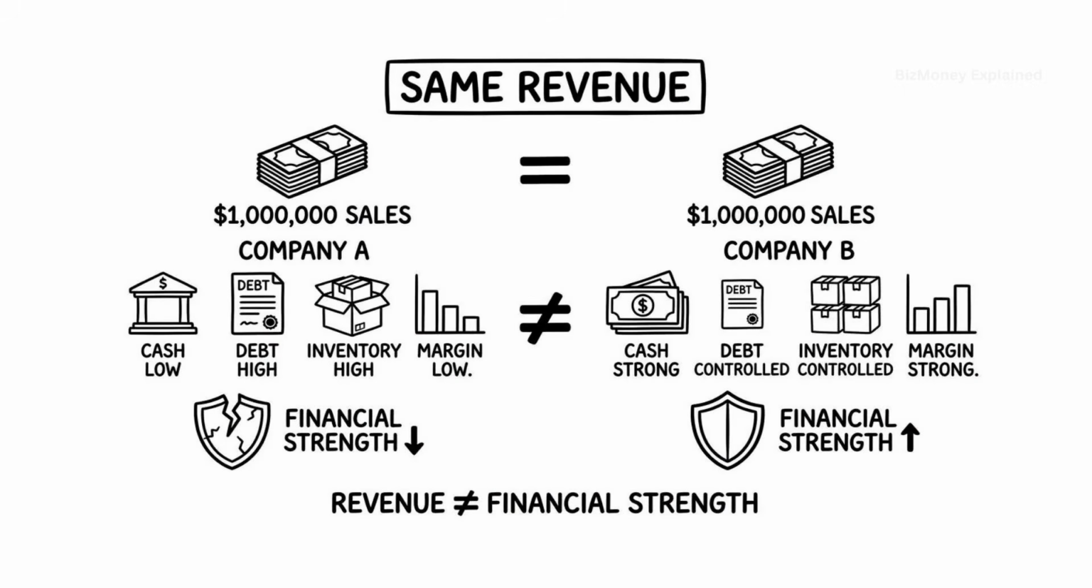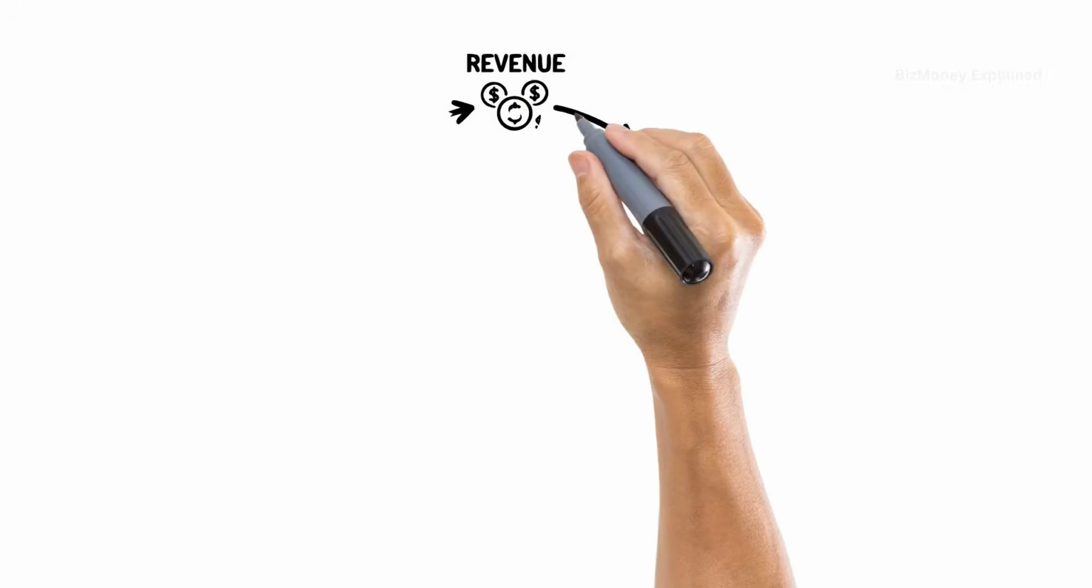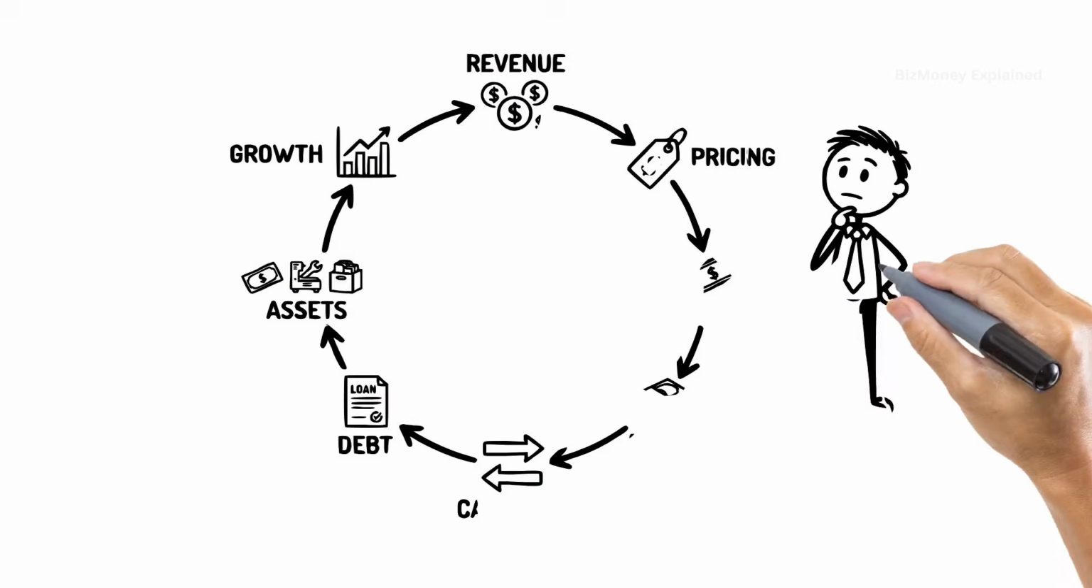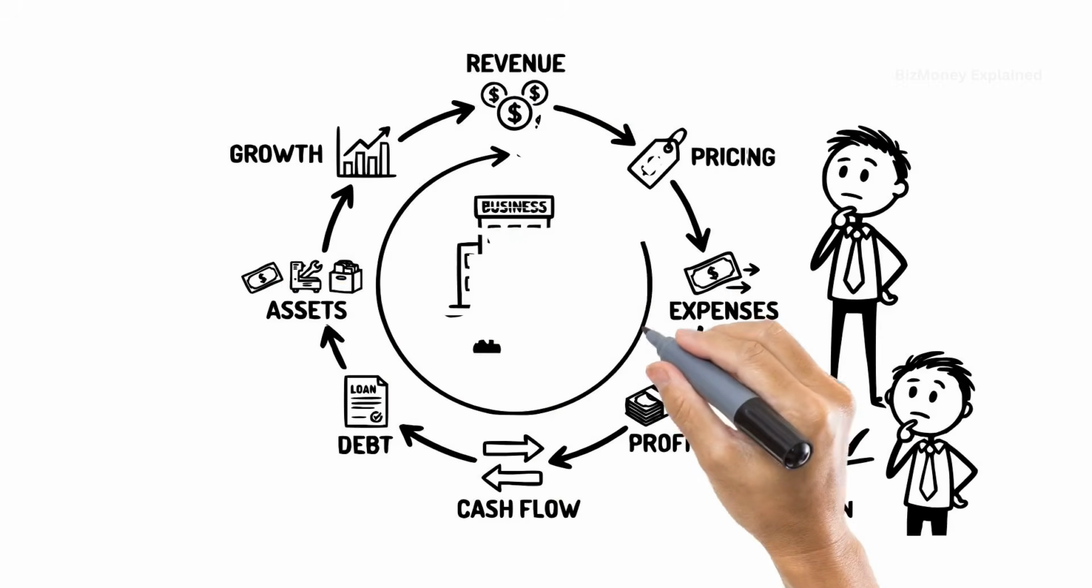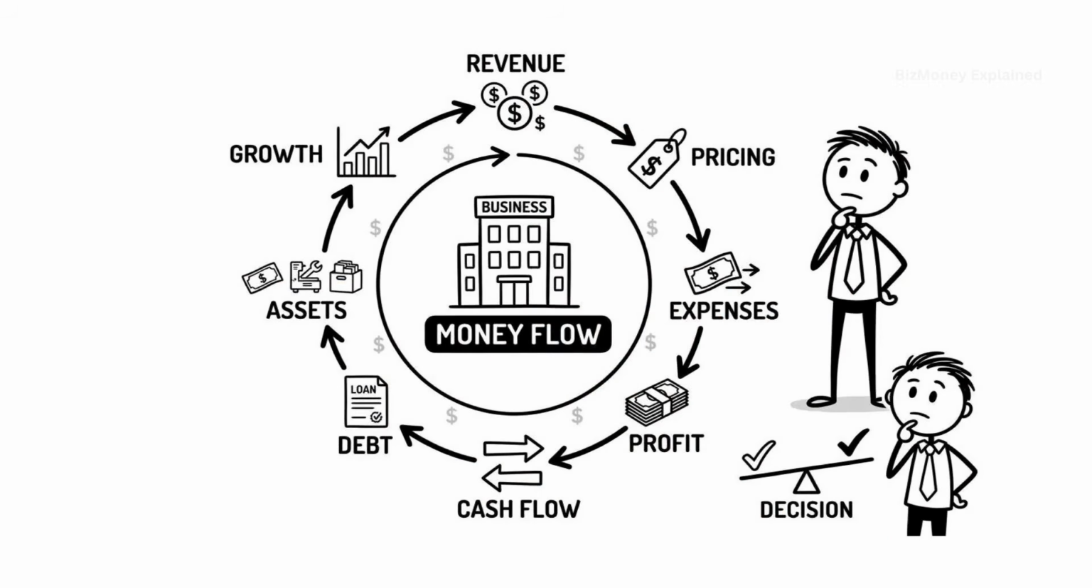This is the big lesson of business finance. Revenue, profit, cash flow, pricing, expenses, debt, assets, and growth should never be managed separately. They operate as one connected system. Understand how money moves through that system, and most financial decisions become easier to evaluate.